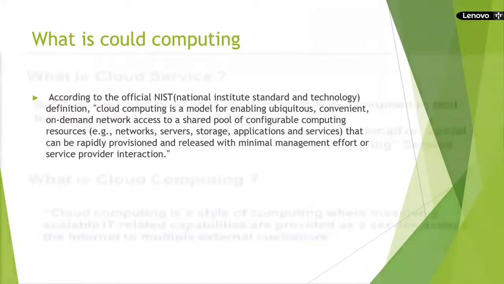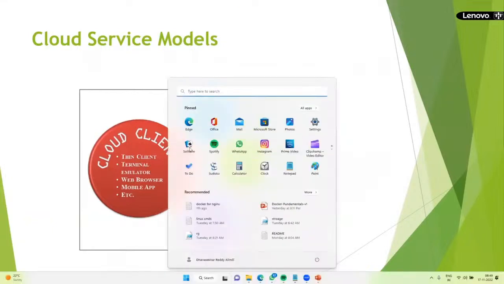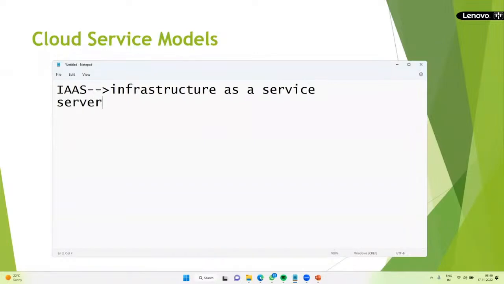So in the cloud, we have three types of services, guys: IaaS, PaaS, SaaS. Based on your business requirement, you can choose which cloud service model is required. First, infrastructure as a service. What does infrastructure include? Server, storage, network, database, load balancer. These all come under infrastructure as a service.